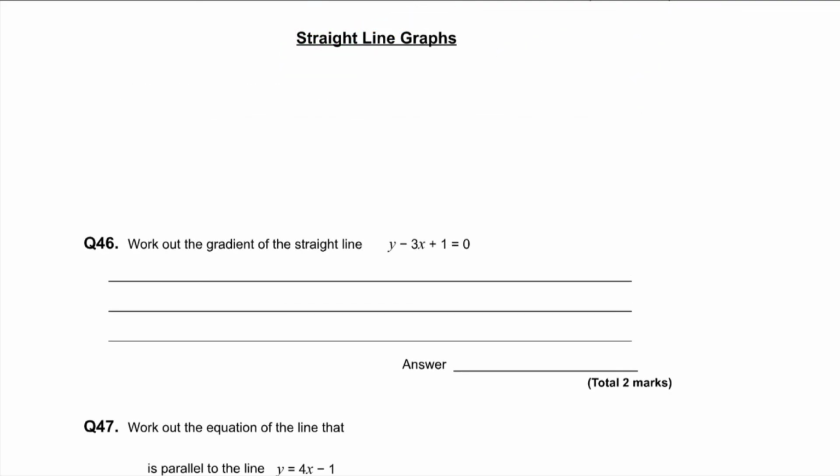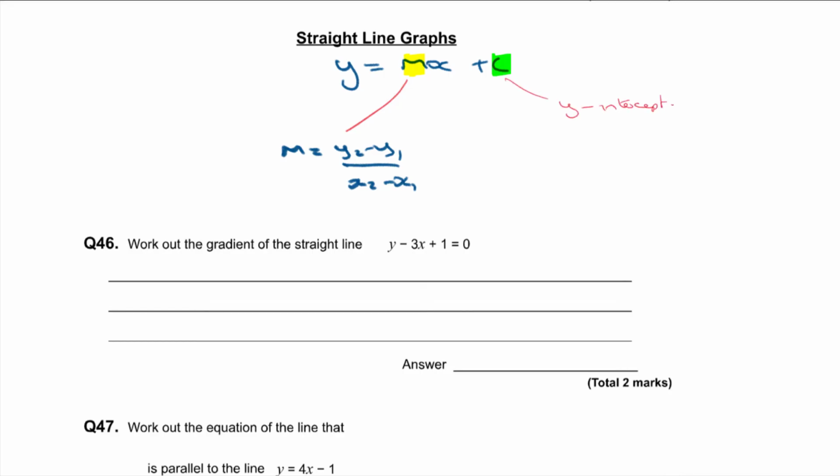Next up, we've got straight line graphs. What do we need to know about this? Well, we need to know about y equals mx plus c, the general form of a straight line graph. You need to be able to find m and c from a graph. M is going to be y2 minus y1 over x2 minus x1. If you've got coordinates, that's a nice way of working it out. C is going to be your y-intercept. So you should be able to find that from a graph. You should be able to find m from two coordinates, or it might be given to you.